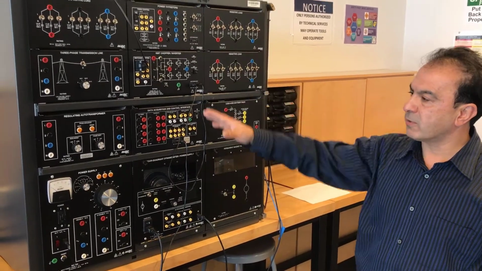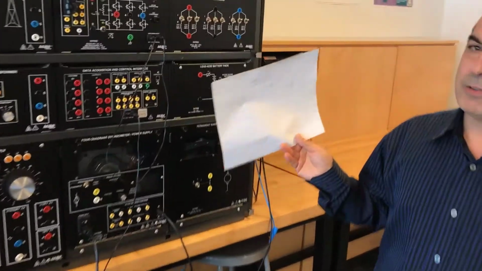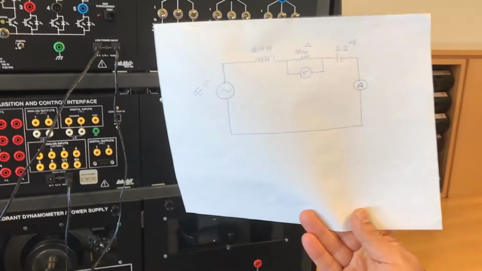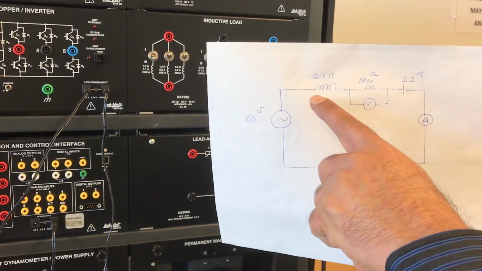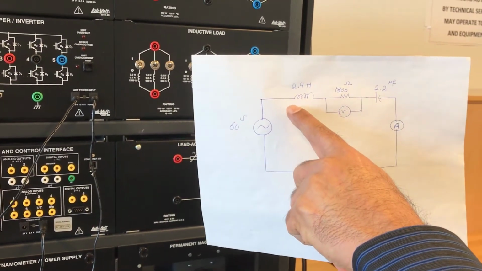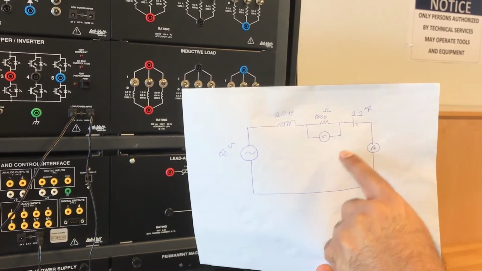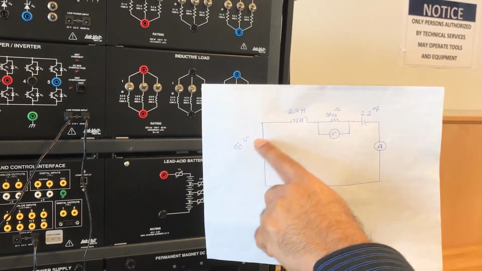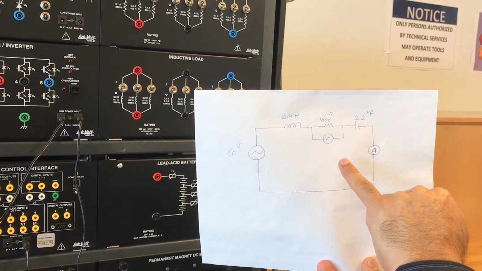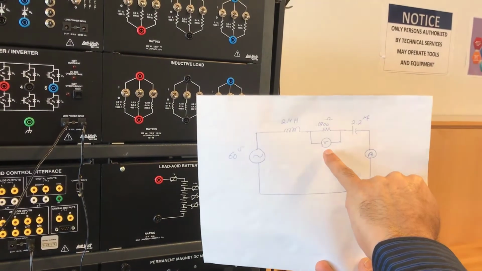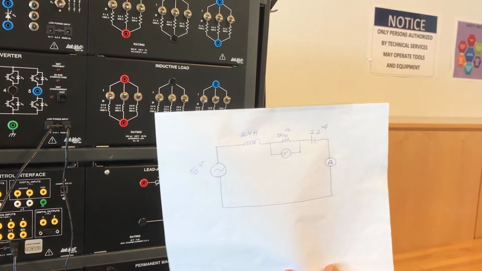So now we're going to start implementing a circuit. This would be one of the simple circuits, including a resistive load 1800 ohms, an inductive load 2.4 Henry, and a capacitive load 2.2 microfarad. And it's connected to a 60 volt AC power source. The goal would be to see the voltage across the resistor and to measure the current of the circuit.